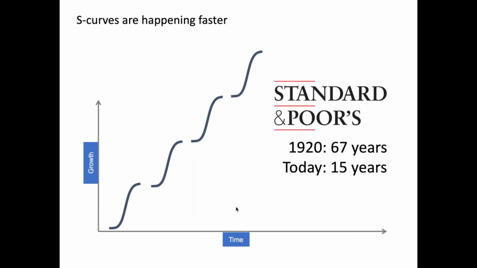So here's, I think, a fascinating example. If you look at the Standard & Poor's, if we had a list of the companies that made up the Standard & Poor's in 1920, and we averaged the age of those firms at the time, well, the average age was 67 years old. So this is 1920. That means these are companies that had been around since 1850. Now, if you printed out a copy of the firms that are on the Standard & Poor's today, the average age of the firm is 15 years. So I think that's an indication that these S-curves are happening faster than they ever have.